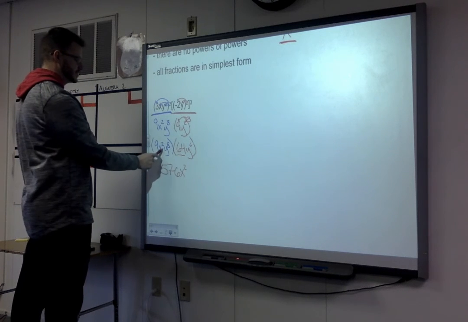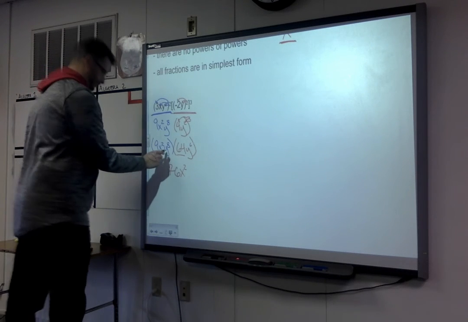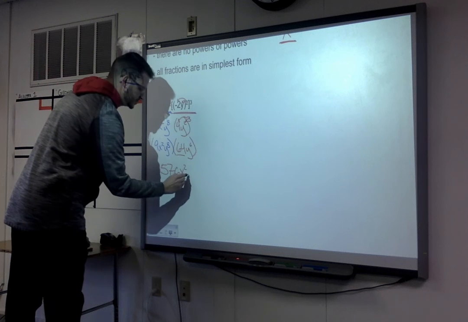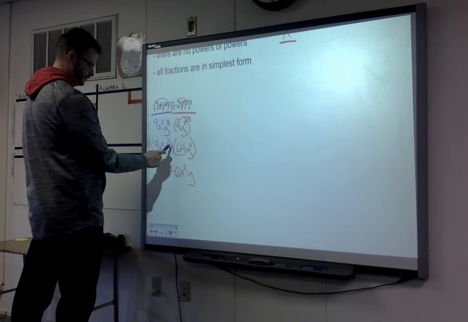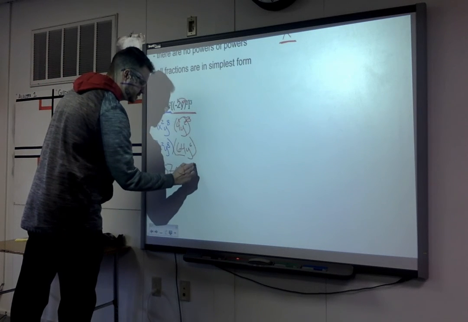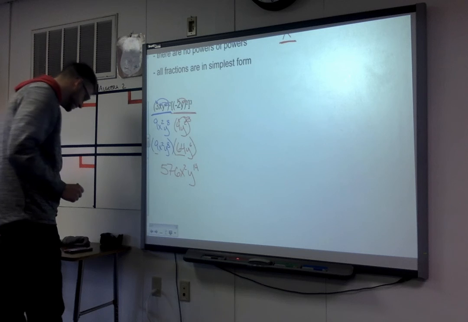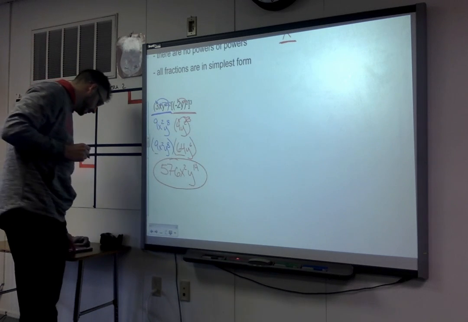Then we would have x squared, because this one doesn't include an x. And then y to the 8th times y to the 6th. Since we're multiplying the powers, we would add our exponents. 8 plus 6 would give us y to the 14th. And that would be our answer right there.